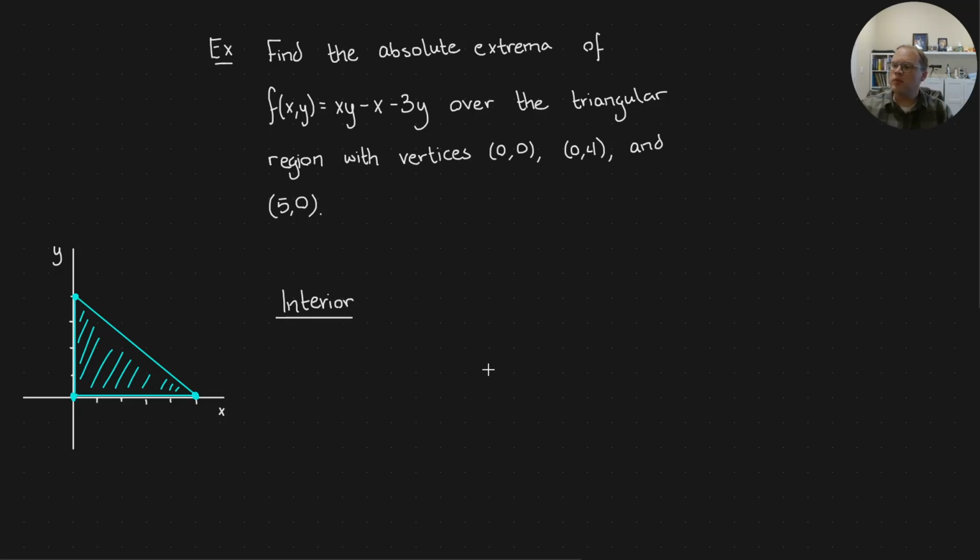And with the interior, I'm looking at the whole surface. So I'm going to find the critical points as I normally do. I want to take the gradient of the function and set it equal to the 0 vector and solve.